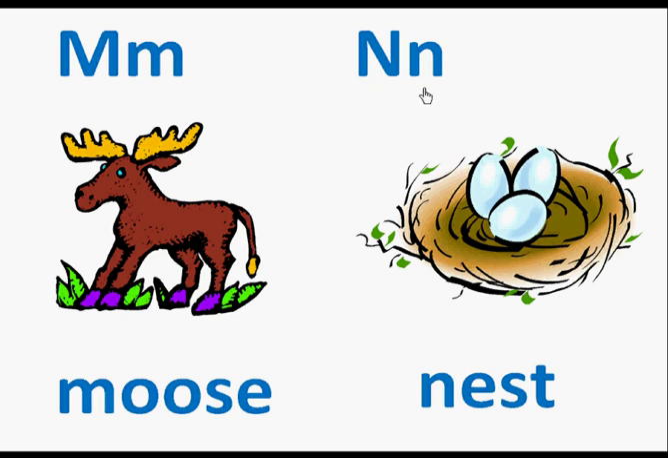Capital N, a small n, a picture of a nest. Here's the word nest. The letter N makes the sound N. So we'll read this page. N, nest, N.